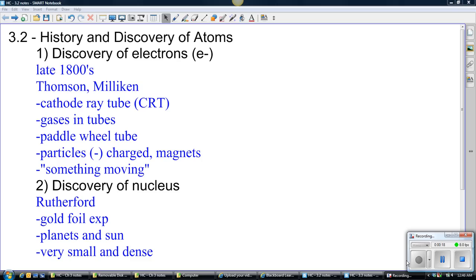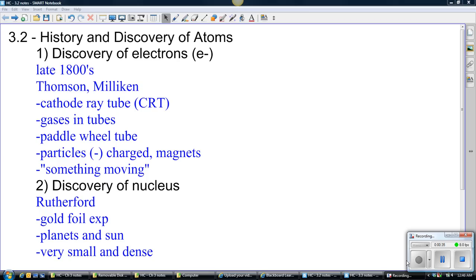You can see there, as far as discovering the electrons, there were two main scientists that were instrumental in that, Thomson and Millikan. And they used something called a cathode ray tube, which I'll show you some videos of in a little bit. And then as far as the discovery of the nucleus, the scientist Rutherford did a lot of that.